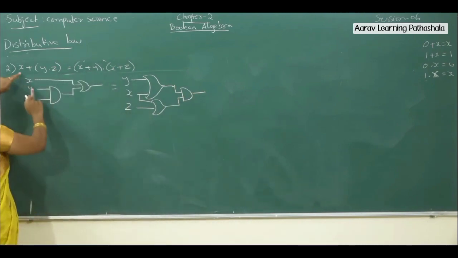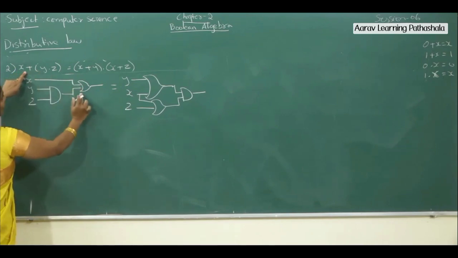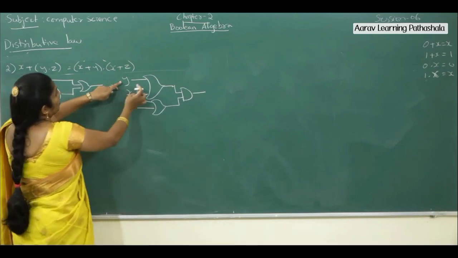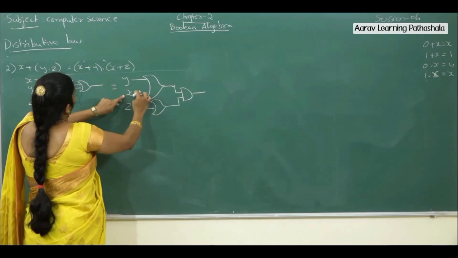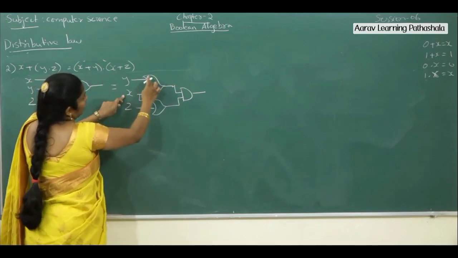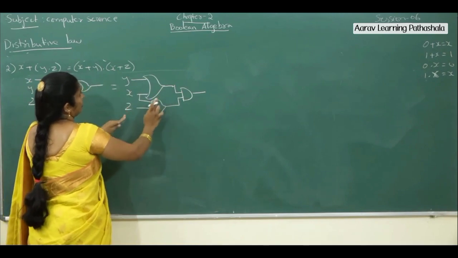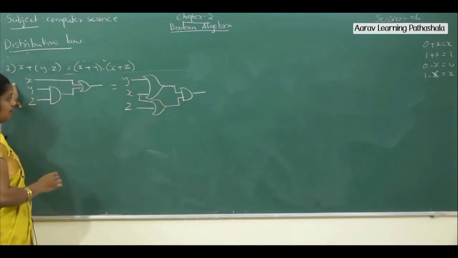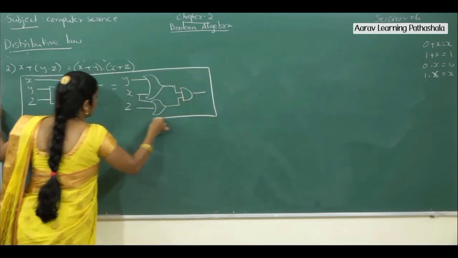This is the symbol. See, x plus y into z we have taken. These two are connected with plus operator, that's why reverse C shape. Then here y and then z. X and y here we have taken. These are connected with C shape because plus operator we have. Then x and z, once again reverse C shape. These two are connected with dot operator, D shape. This is the symbol. Now, how to write the truth table for this one?